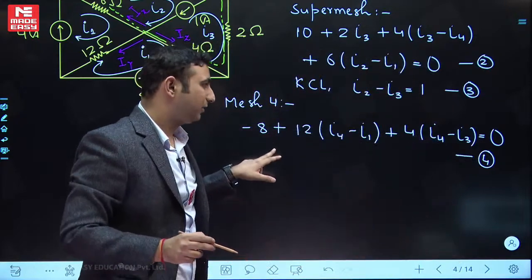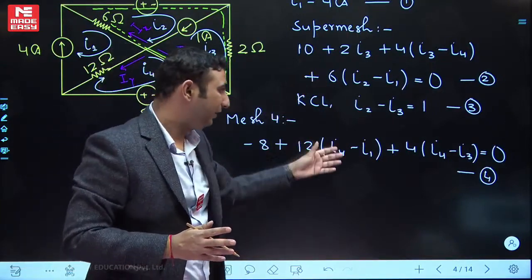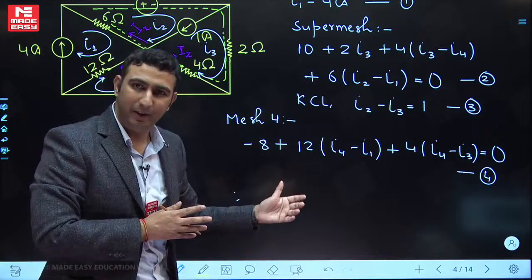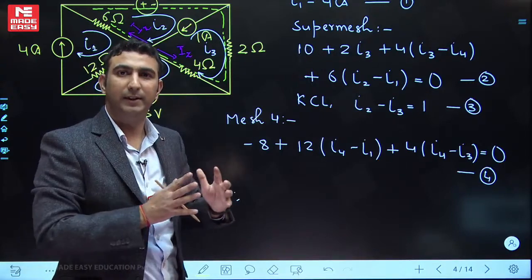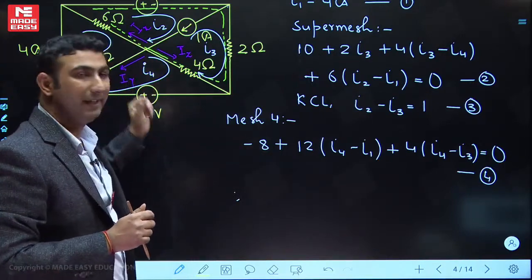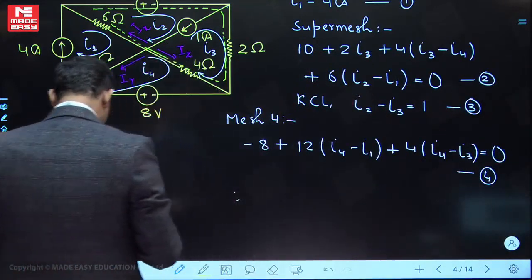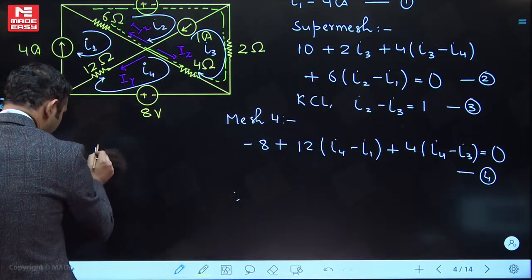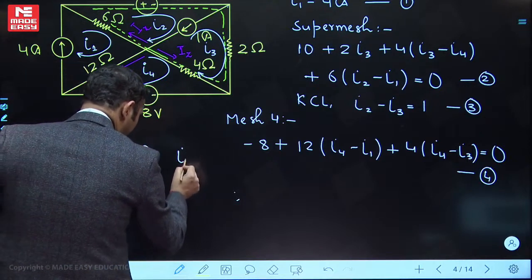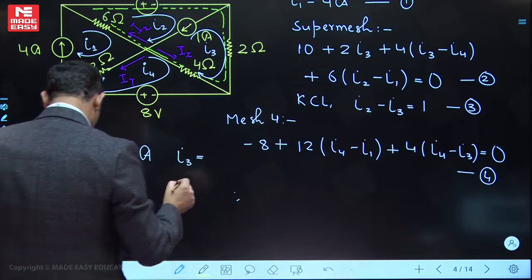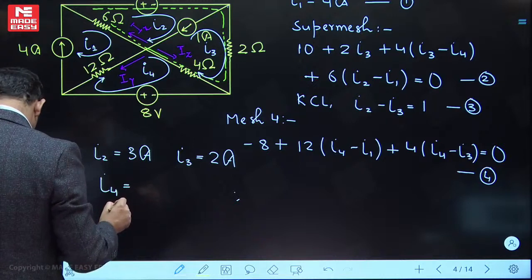Now you have three equations, 2, 3 and 4, and in these three equations we have three variables. By solving these three equations we can get the values of I2, I3 and I4, because I1 we have already calculated. From there we can find IX, IY and IZ. Let me write the values, what the final answer will be. The final answer that we'll be getting is I2 equal to 3 ampere, I3 equal to 2 ampere, and I4 equal to 4 ampere.